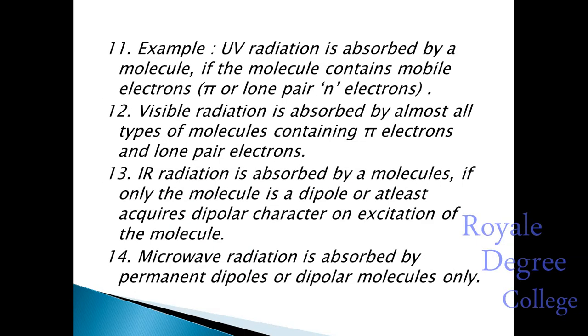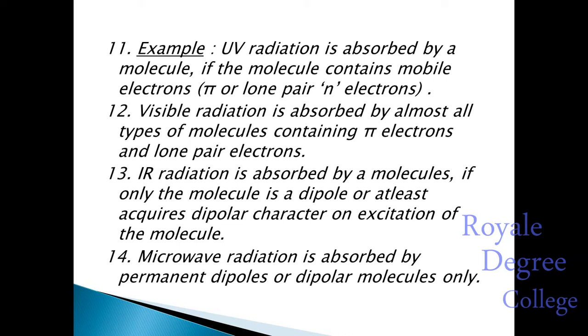Here we can see the example. Ultraviolet radiation is absorbed by a molecule if the molecule contains mobile electrons. Those are nothing but pi or lone pair of electrons, that is n electrons. Visible radiation is absorbed by almost all types of the molecules containing pi electrons and lone pair of electrons.